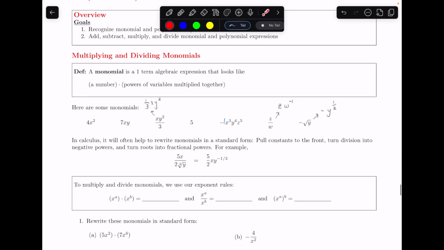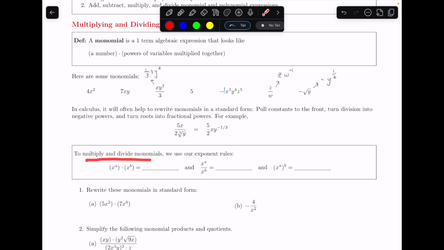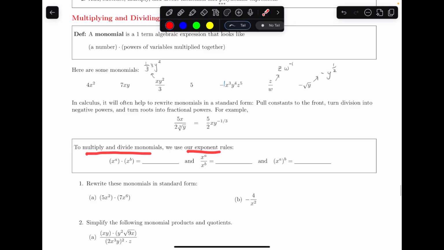So to multiply and divide monomials, we need to remember our exponent rules. So I want to give us a quick 30 seconds to see, can we fill out the blanks here? So pause it in 3, 2, 1, pause it, and try to fill out these blanks. Okay, so hopefully you did that. Let's fill them out now.